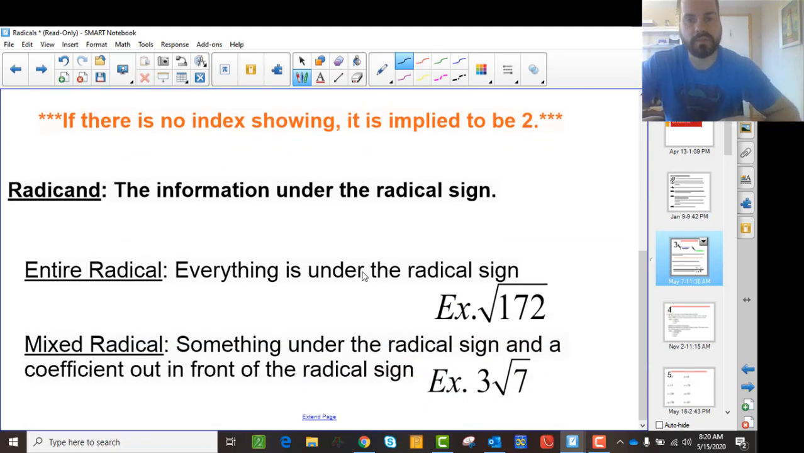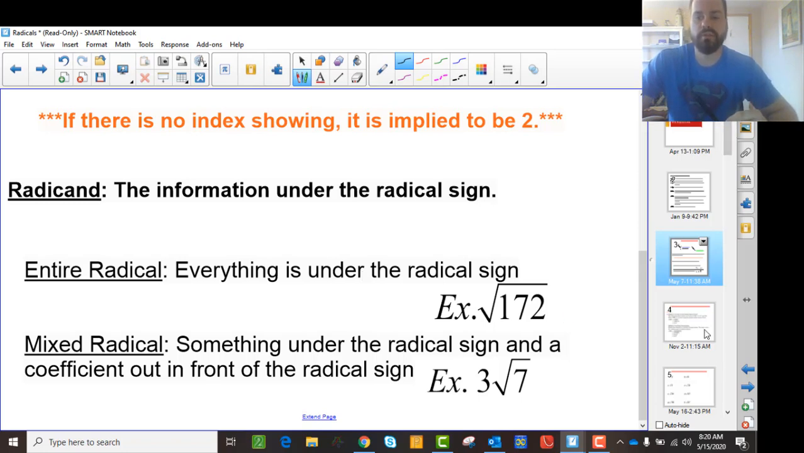Now, there are two types of radicals. There are entire radicals, which means that everything is underneath the radical sign. And then there's mixed radicals, and mixed radicals have something outside of the radical sign and something underneath. So that has a radicand, but on the outside of the radical, there is another term, and it may be just a coefficient like 3. It could be an expression like 3x. Okay, but it's a mixture. That's why it's called a mixed radical. It's a radical and then times something that's not underneath the radical sign.